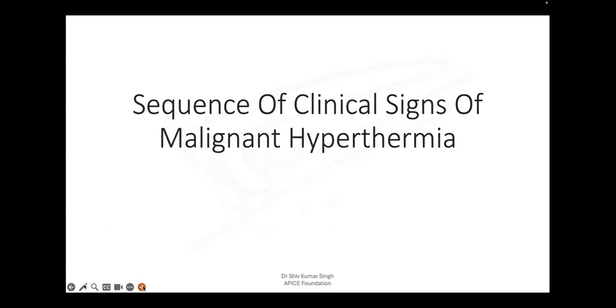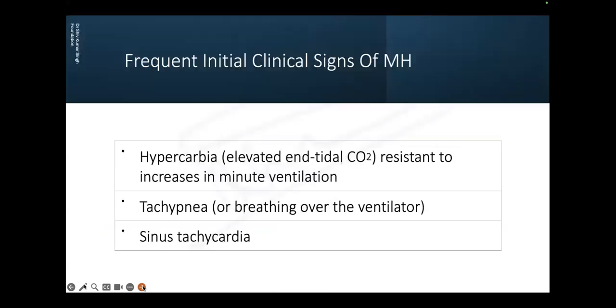So what is the sequence of clinical signs in malignant hyperthermia or hyperpyrexia? So the most frequent sign is hypercarbia, and this is resistant to increasing minute ventilation. So you keep increasing the respiratory rate, increase tidal volume, it doesn't actually come down. It's going up and up. And if the patient is spontaneously breathing, you see tachypnea, or even on a ventilator, the patient is actually over-breathing. It is like there is discoordination between the ventilation, what you see when the muscle relaxants are wearing off or the patient is trying to breathe.